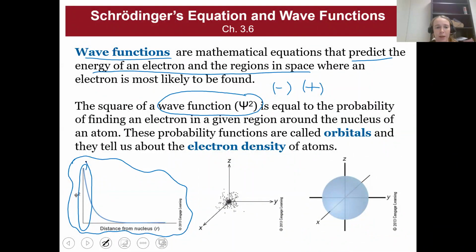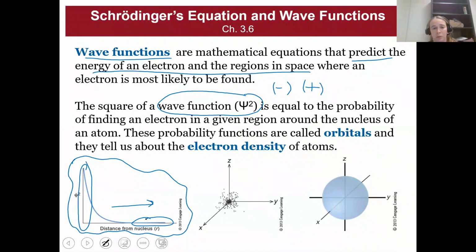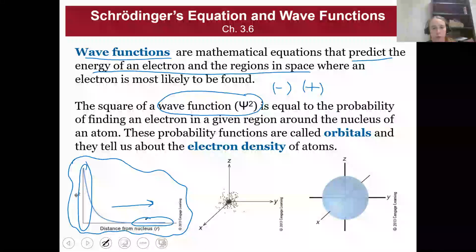The further away you get from the nucleus, as r increases, the probability drops down to 0. It's very unlikely, or basically never likely, to find the electron at a certain distance away from the nucleus. Too far away, the electron's not likely to be there unless you give it a whole ton of energy. So that's what we know from the square of the wave function.